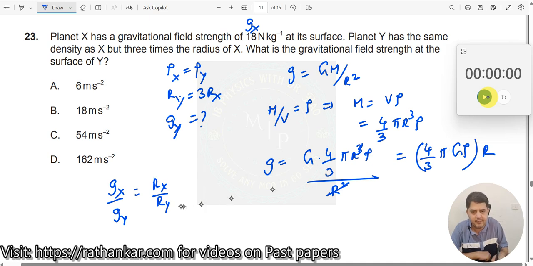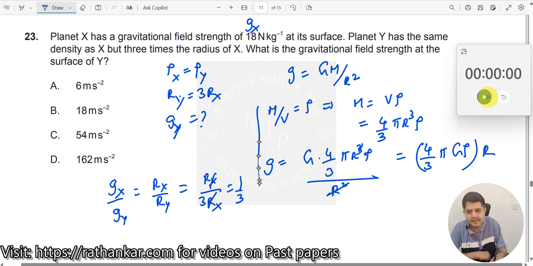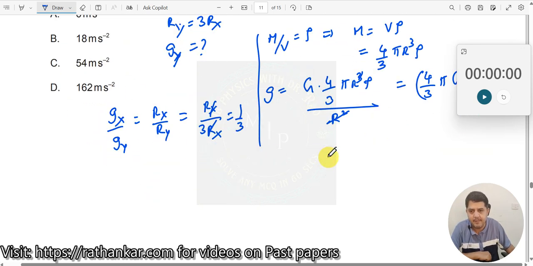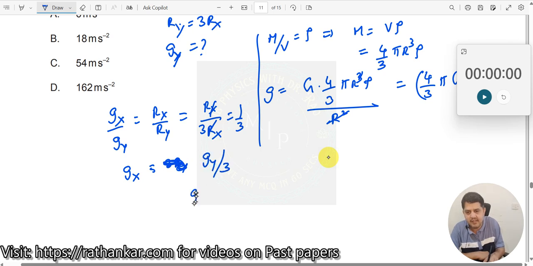If I substitute here, it will be cancelling over here. I get rx by ry. Now let us substitute. What is ry? Ry is equal to 3 times rx. So I will just retain rx like this over here, and this will be 3 times rx over here. This goes away, so I get the answer as 1 by 3. Now what do I need? I need the value of gy here. So gx by gy is equal to 1 by 3, or gy is equal to 3 times gx.